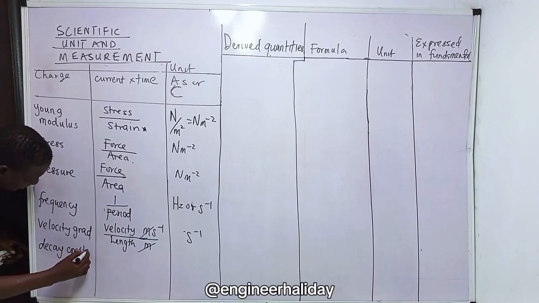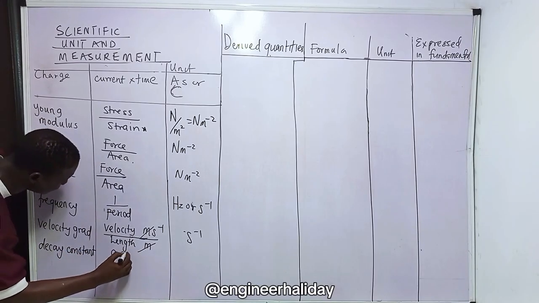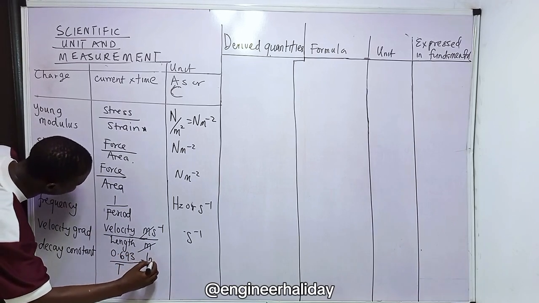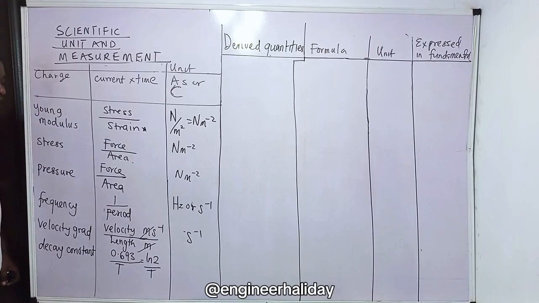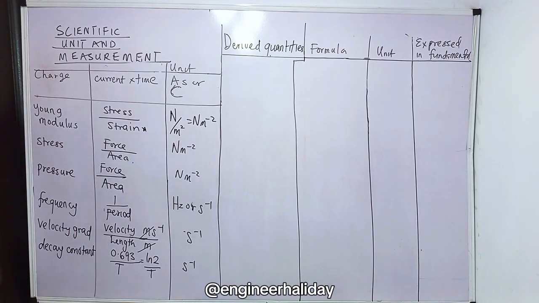Decay constant has the formula 0.693 over period. That is the formula for decay constant, and the unit is also per second. Now, the foundation we are laying here is to be able to know enough formulas.